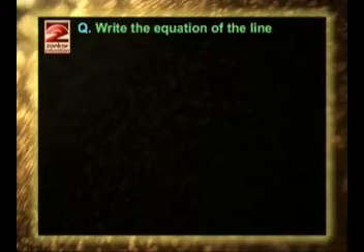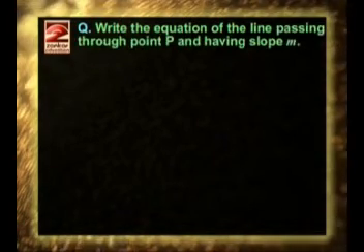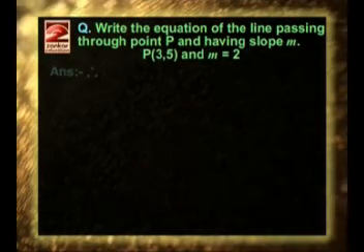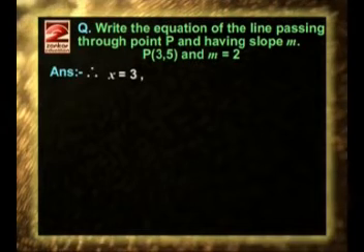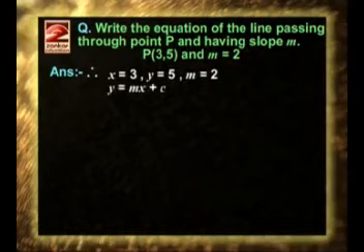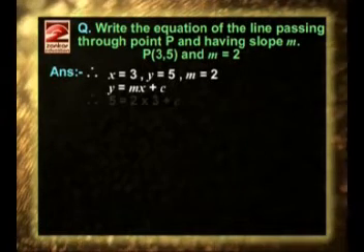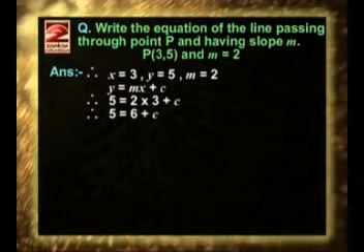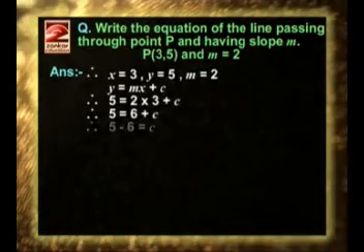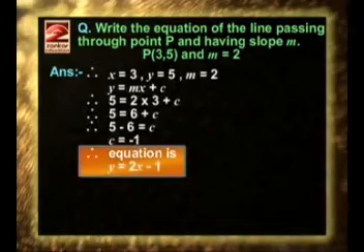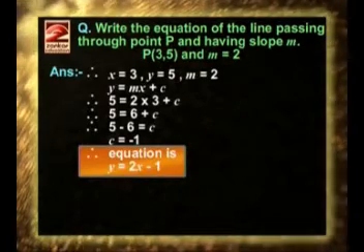The next question. Write the equation of the line passing through point P and having slope m. Here P is (3, 5) and m is equal to 2. Therefore, x is equal to 3, y is equal to 5 and m is equal to 2. Now the standard form, y is equal to mx plus c. Therefore, 5 is equal to 2 into 3 plus c. Therefore, 5 is equal to 6 plus c. Therefore, 5 minus 6 is equal to c and c is equal to minus 1. And therefore, the equation is y is equal to 2x minus 1.